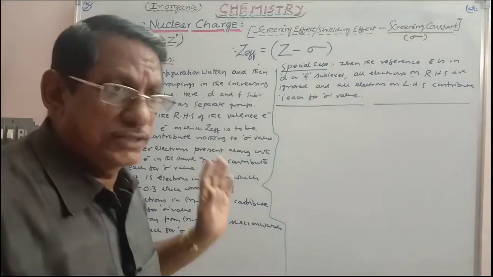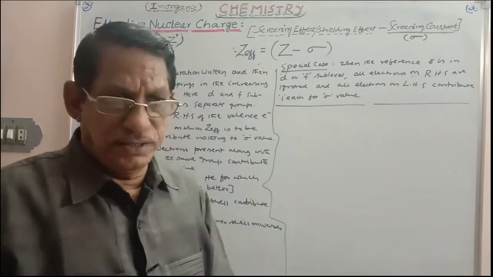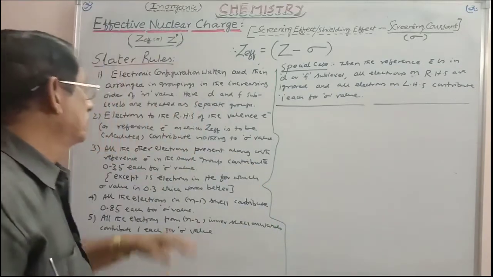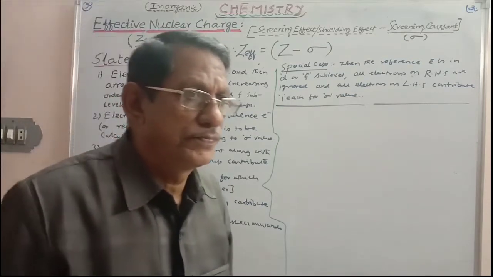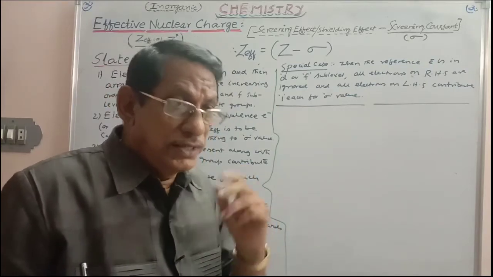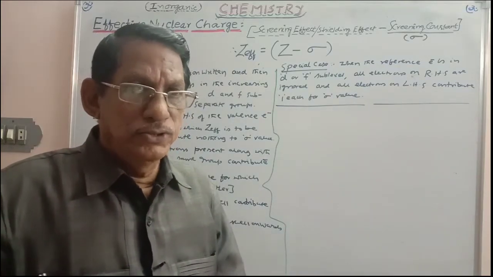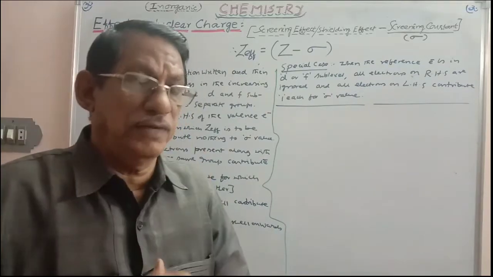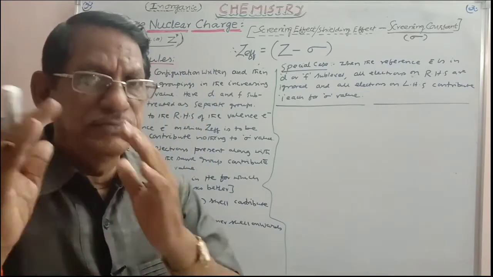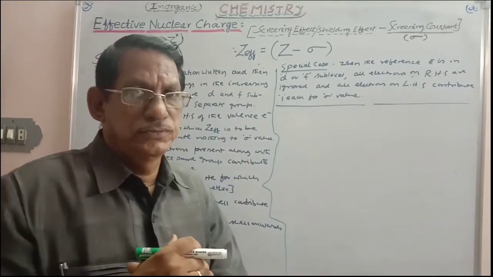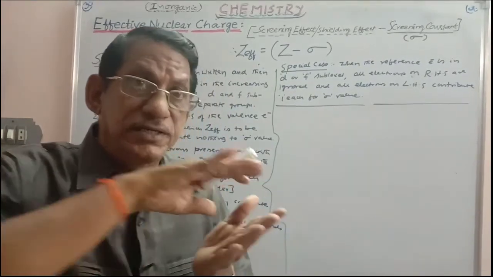Now let us consider the Slater rules to calculate the sigma value for the reference electron or valence electron. Slater rule number 1: first of all, you have to write the electron configuration, and rewrite it in the increasing order of n value. You should not write 3d after 4s. 3d must be written in the third orbit, before 4s, because 3d belongs to the third orbit. That is the increasing order of n value.